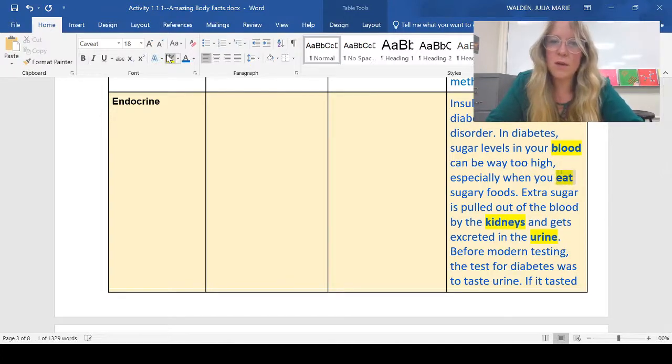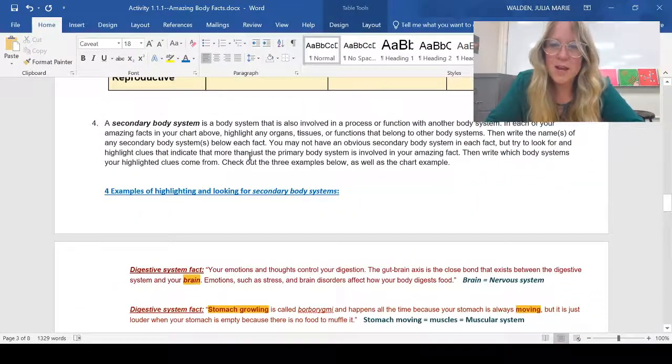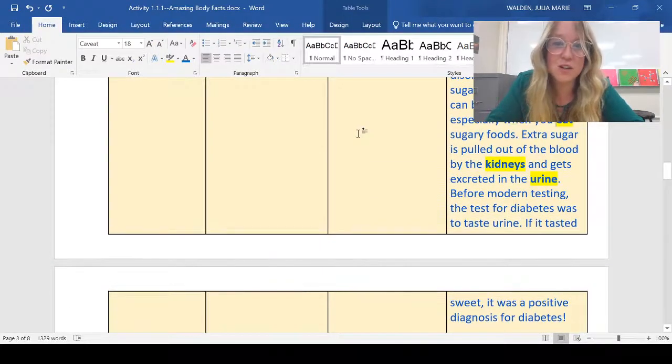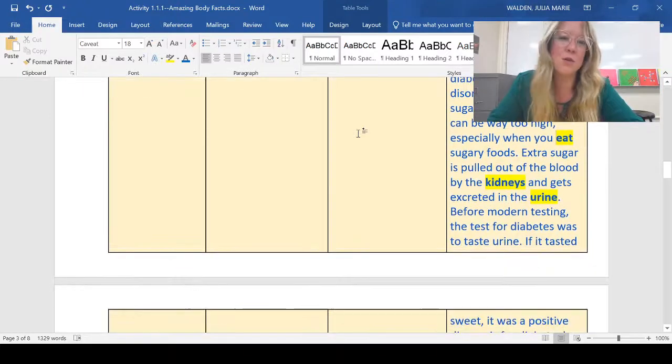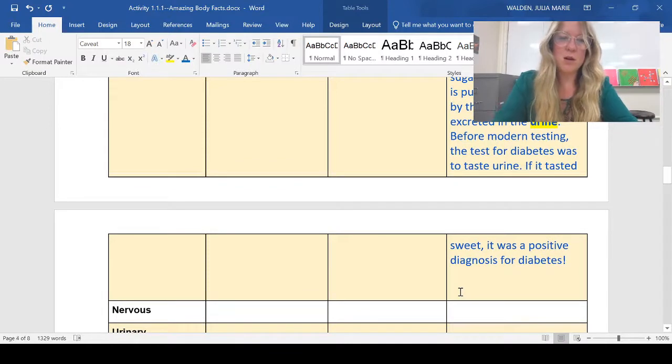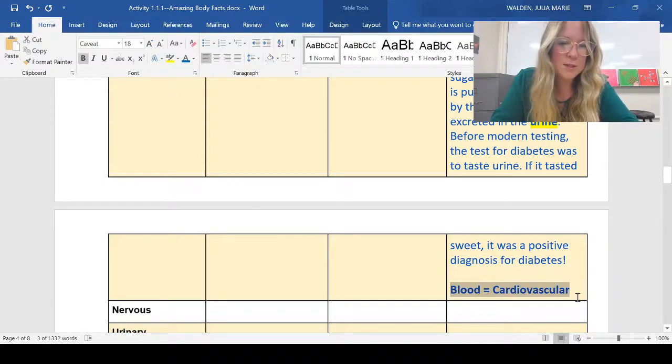So it's not an organ, but if you scroll down to step 4, it says highlight any organs, tissues, or functions that belong to other body systems. So eating is definitely a function of something else that is not the endocrine system. So I have 4 words highlighted here, and I'm going to write them down here. So the first one is blood. What is blood a part of? Hint, it's from a couple seconds ago when we were talking about the cardiovascular system. Fabulous. And I'm just going to bold this.